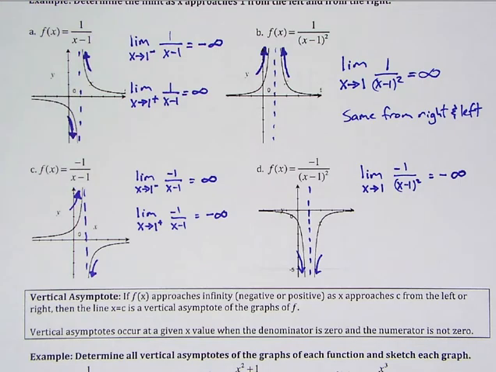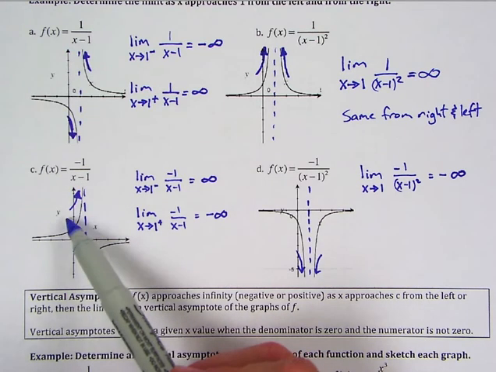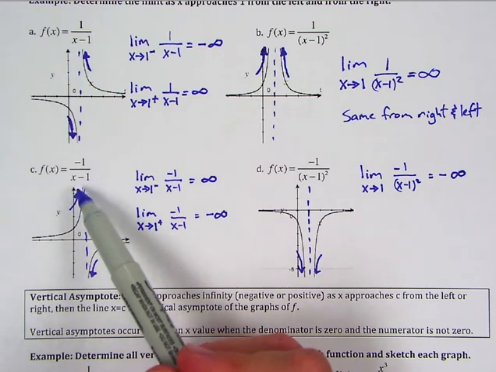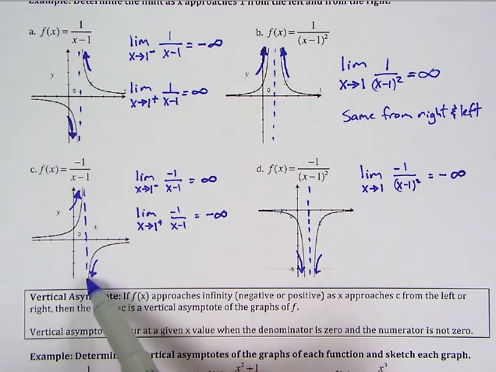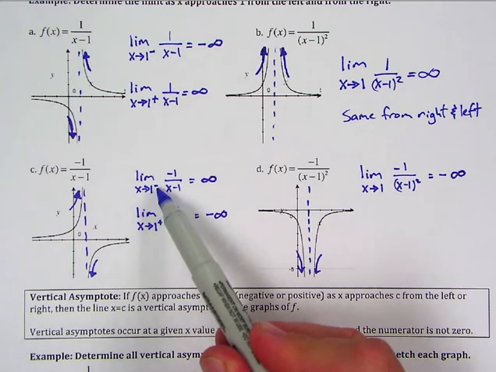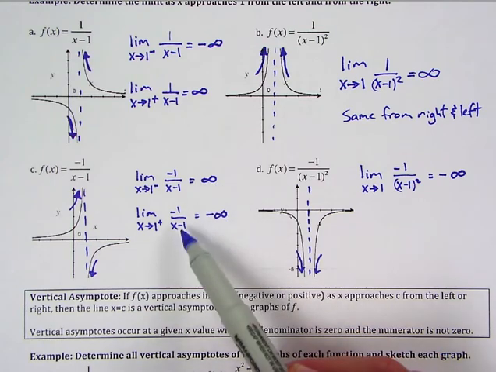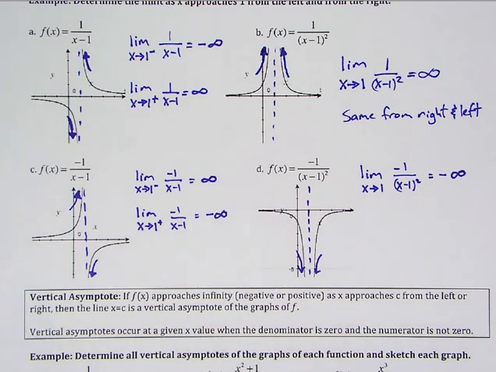Alrighty, welcome back. So here in letter C, we can see our x equals 1, and as we approach from the left side, f of x increases without bound up to infinity, and as we approach from the right side, f of x decreases without bound. So we do have to write both of these limits here. So as x approaches 1 from the left, it's going to go to infinity, and then from the right, the limit's going to be negative infinity.